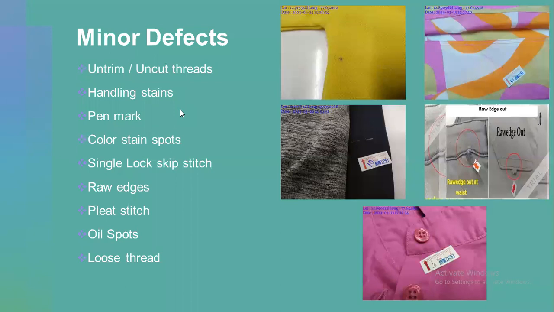Minor defects, like small stains or spots, untrimmed threads, raw edges, single skip stitch at lock stitch, slight split, oil spots, then loose threads on the garments. So these are a few minor defects.